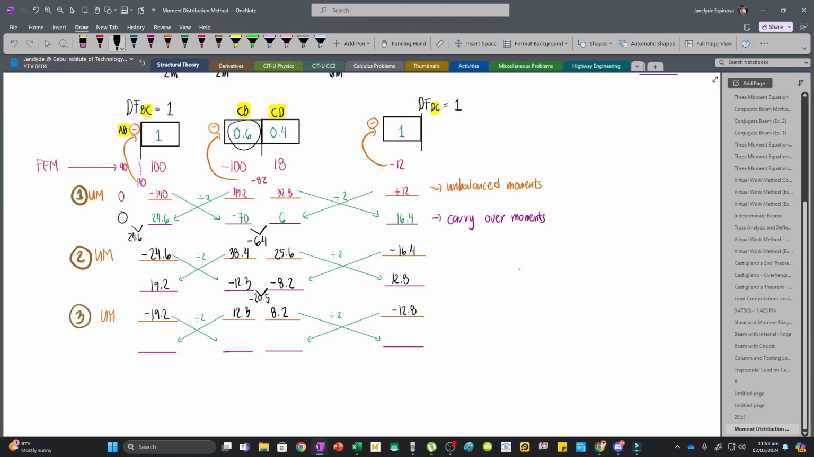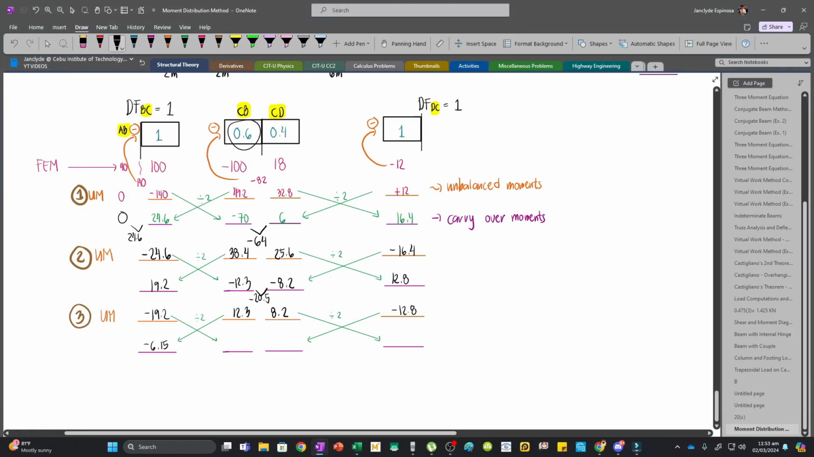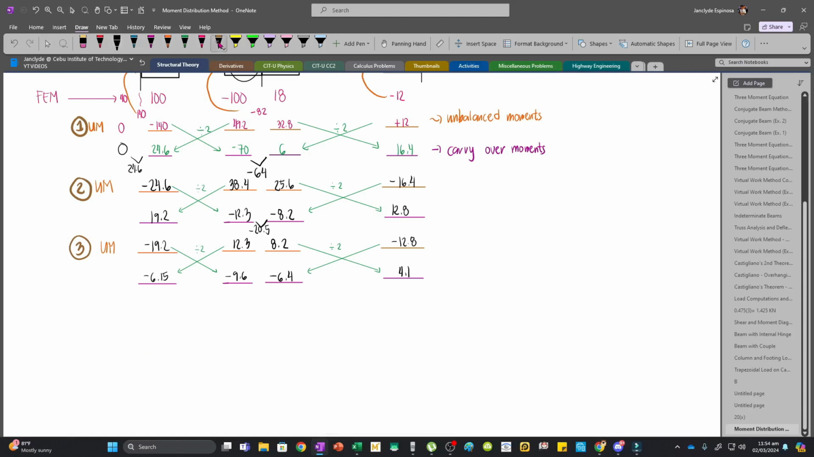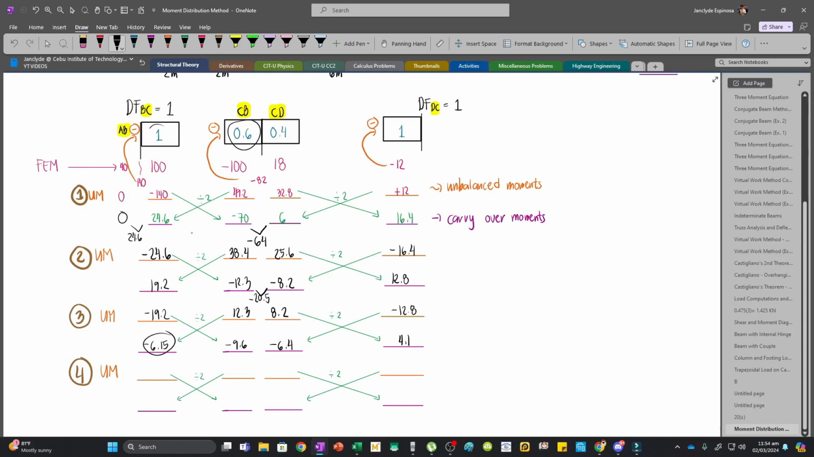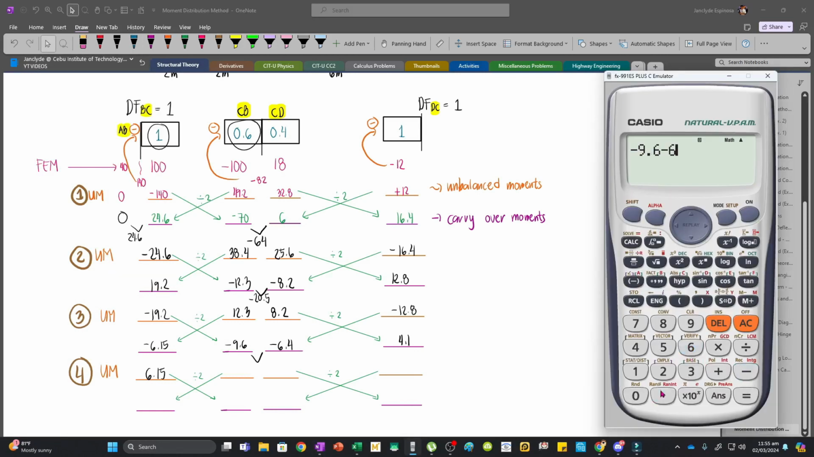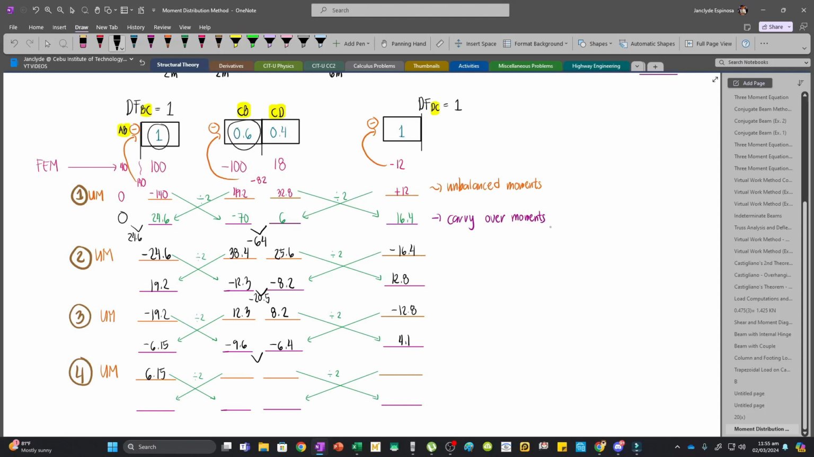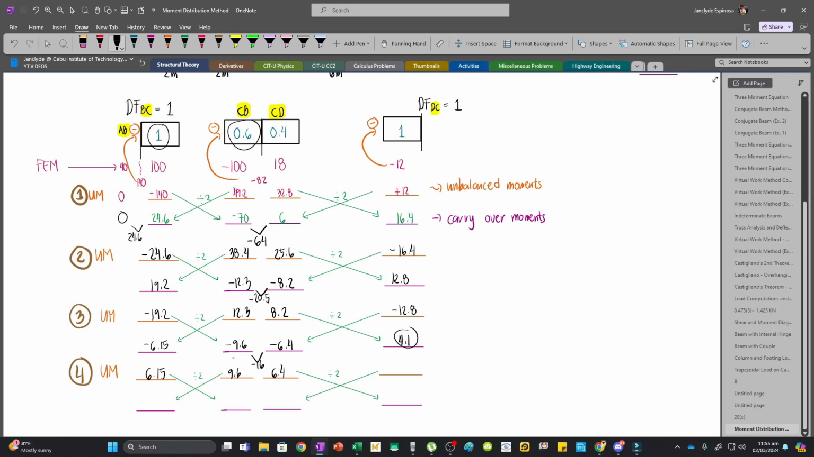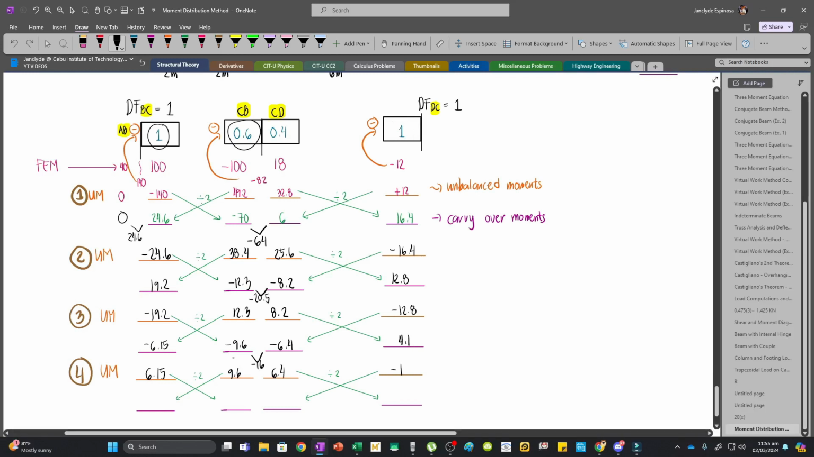And so carrying over our moments, we have minus 6.15, and then minus 9.6, minus 6.4, and then 4.1. And then for the fourth cycle, minus 6.15 times negative 1 will give us 6.15. And then we need to get the sum of these. And so minus 9.6 minus 6.4, that'll be minus 16. So minus 16, and then multiplying that by minus 0.6, this will be 9.6. And then multiplying that by 0.4, we have 6.4. And then 4.1 times negative 1, that'll be minus 4.1.